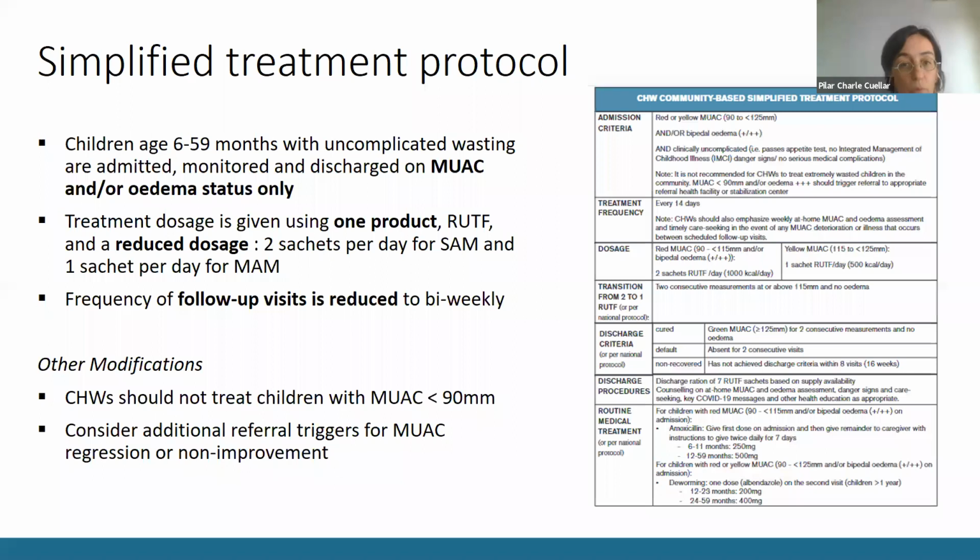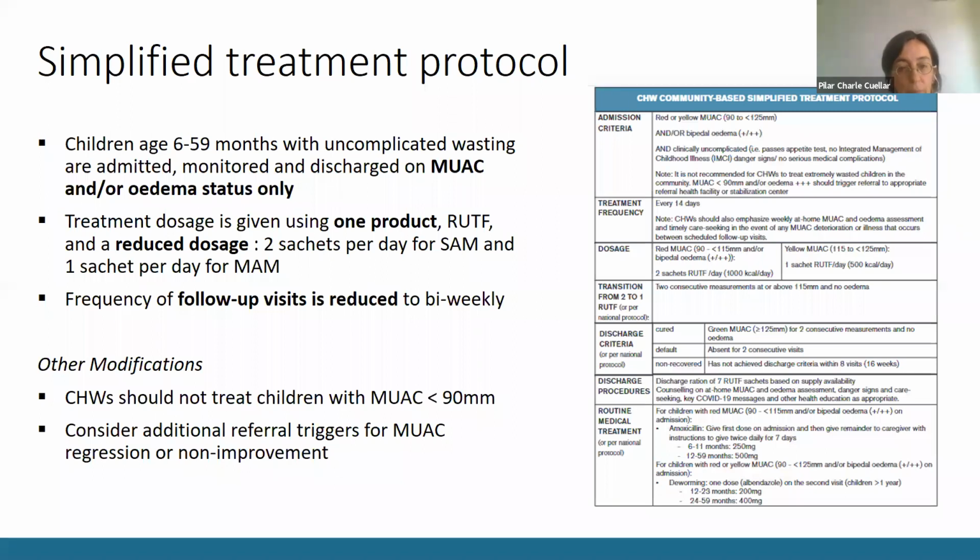The second important point is the RUTF and the dosage. So we are going to use just one product, which is RUTF, for SAM and also for MAM, for severely acute malnourished children and also for moderate. But the difference is that for severely acute malnourished children, we are going to use 2 sachets and just 1 sachet per day for moderate acute malnutrition. And as I have said in the beginning, for admission criteria and also discharge, and in the same way to follow up, we are going to use the MUAC.